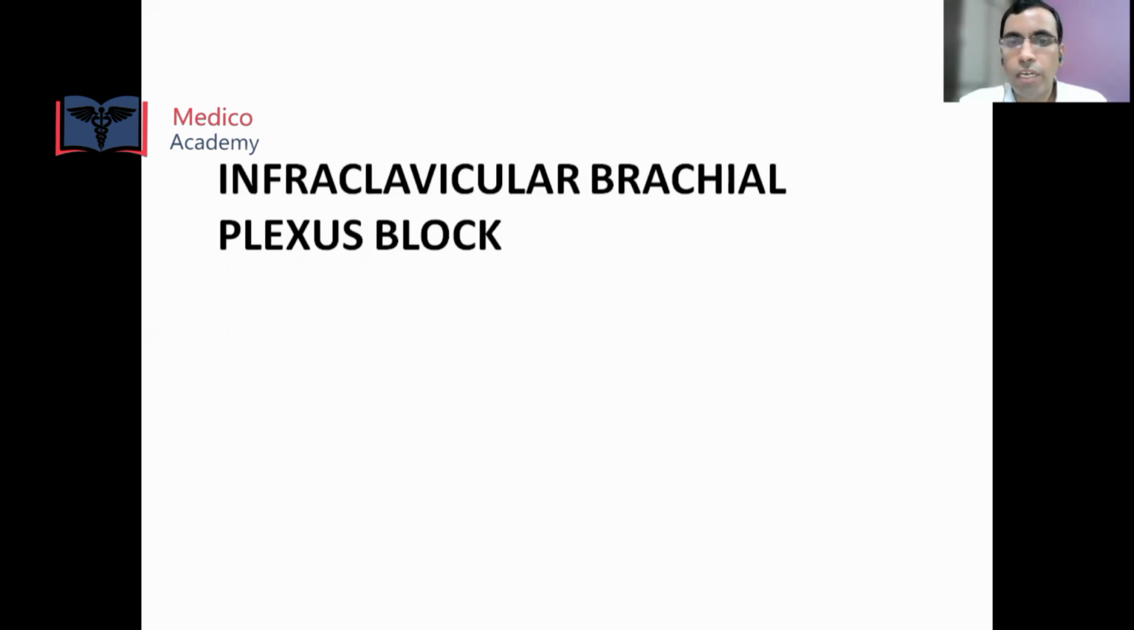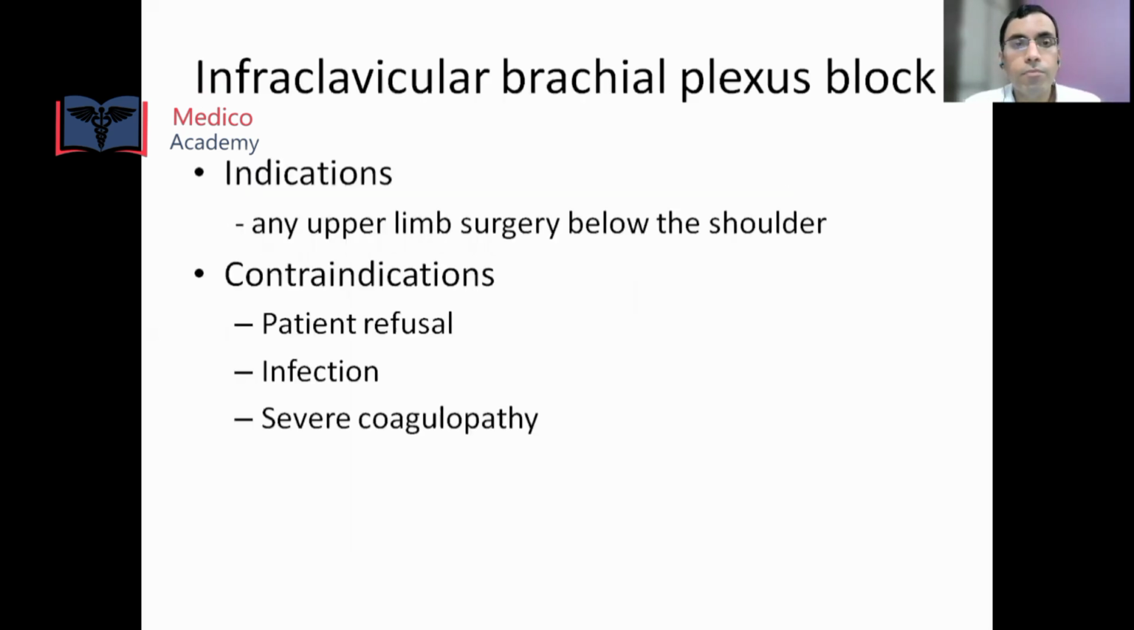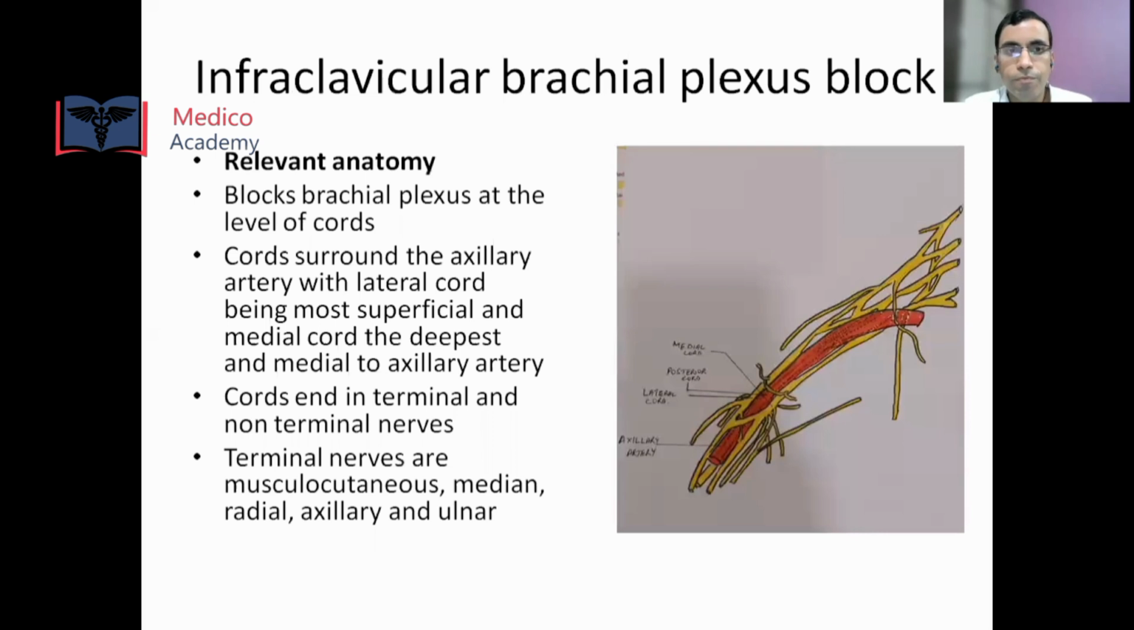Now we'll discuss the infraclavicular brachial plexus block. Again, the indications of this block include any upper limb surgery below the shoulder level. Contraindications to this block include patient refusal, infection at the block site, or severe coagulopathy.